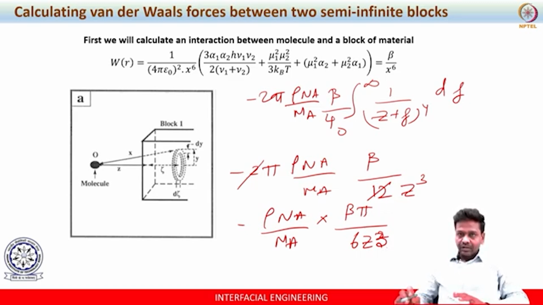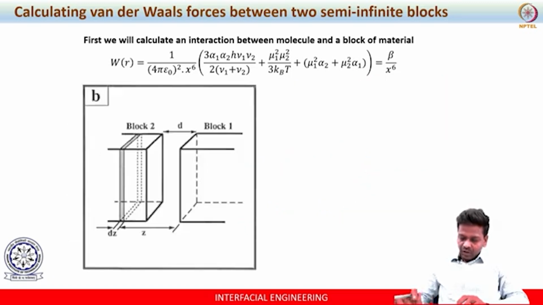Now it is not done. What we have to do further is, there is another one, right? We have now taken care of one molecule, and then we summed the pairwise interaction within the molecules present in block 1. Now we need to do the same exercise for block 2. So how do we do it?